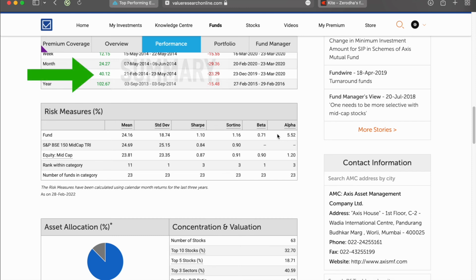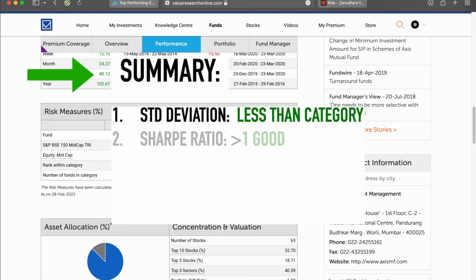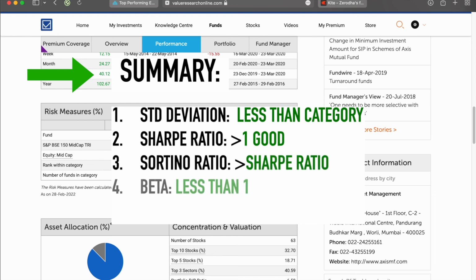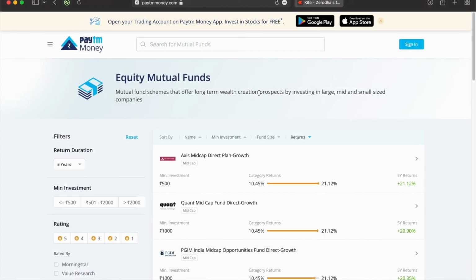Now, what I'll do is just share a quick summary of everything that you need to go through right over here. Now, what you can do is you can use this framework for any sort of category you like.